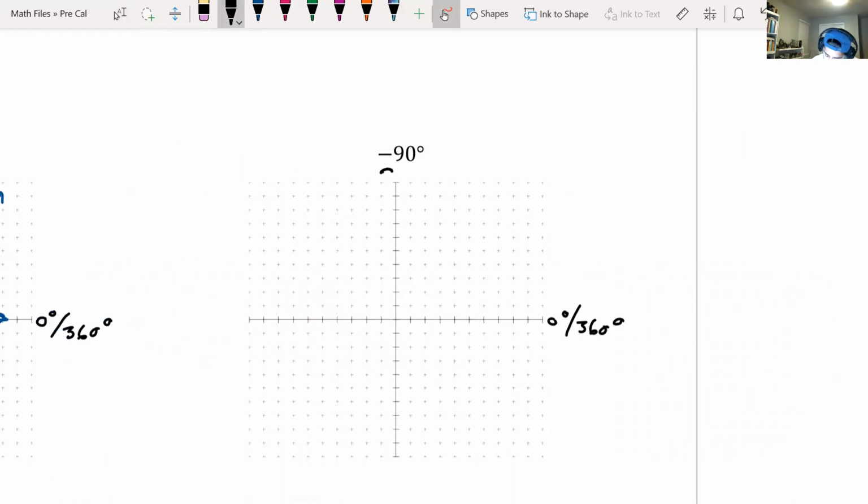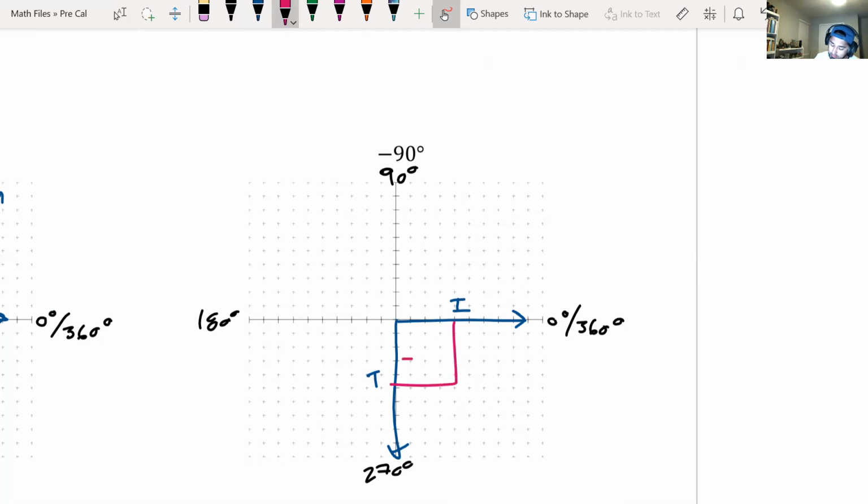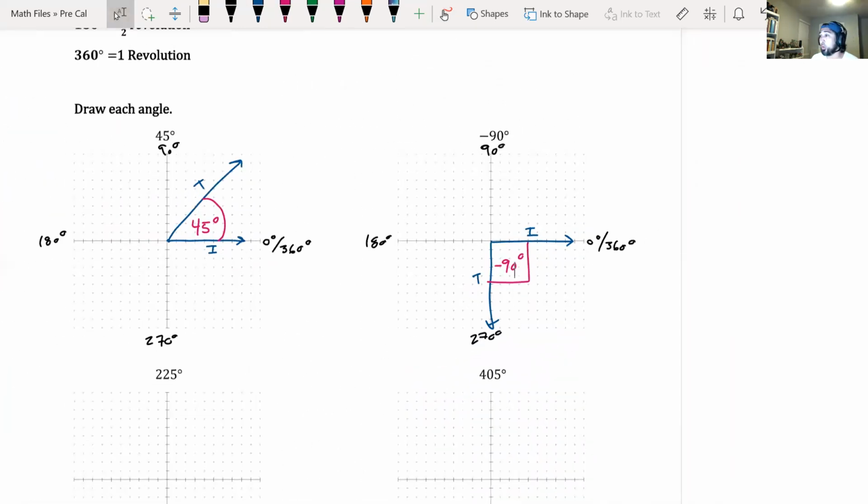And then label these again, 90, 180, 270, and where would negative 90 degrees be? Well, you'd go clockwise, right? You go clockwise and end up where? Where the 270 would be. Good. So there'd be my terminal side, and this would be an actual 90-degree angle, but negative 90 degrees. So that would be a quadrant angle because it lies on the y-axis.